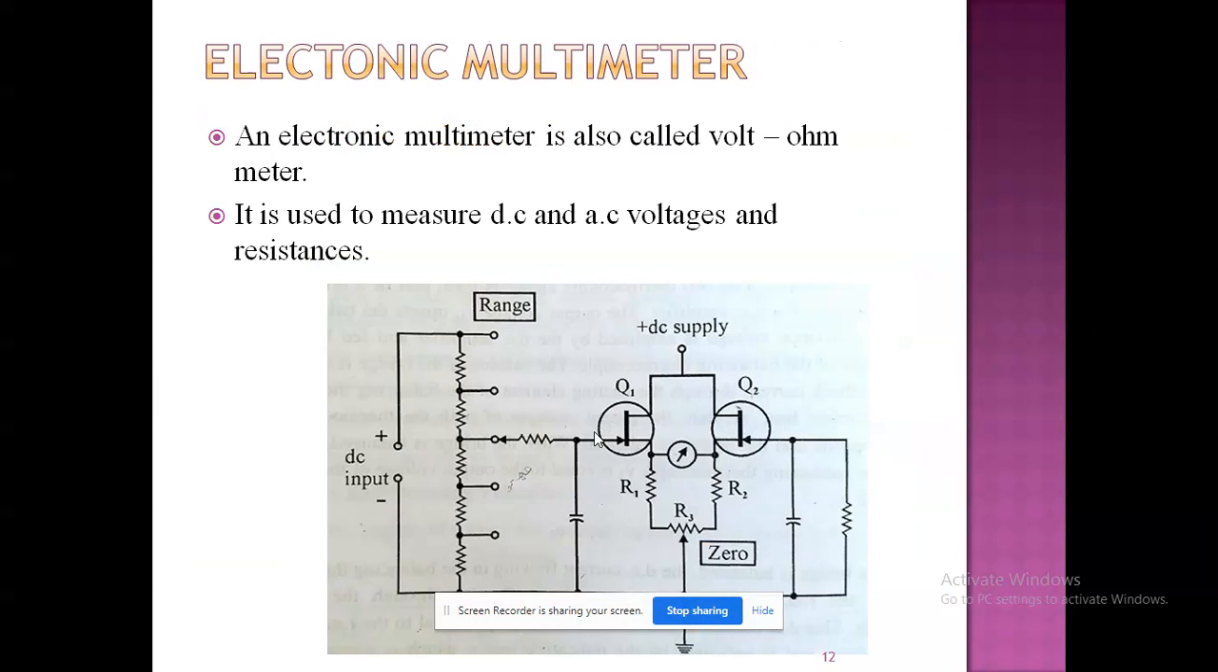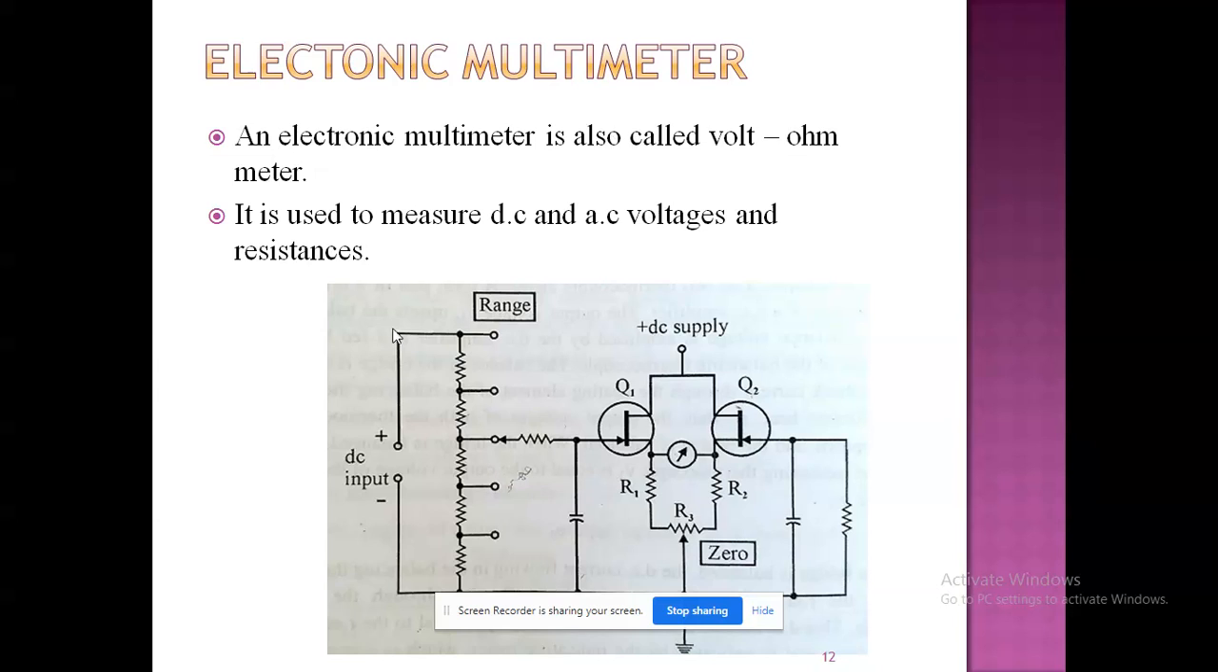Next, let us go on to the electronic multimeter. An electronic multimeter is also called a volt-ohm meter and is one of the most versatile laboratory measuring instruments. It is used to measure DC and AC voltages and resistance.